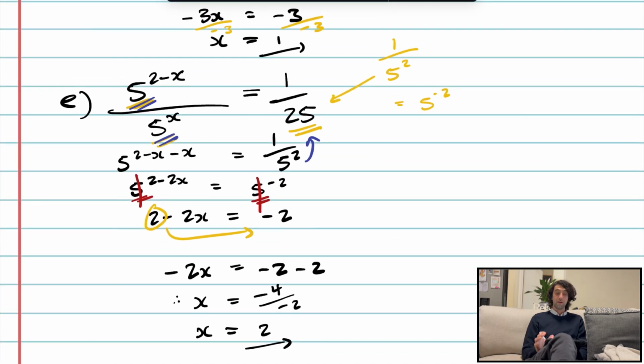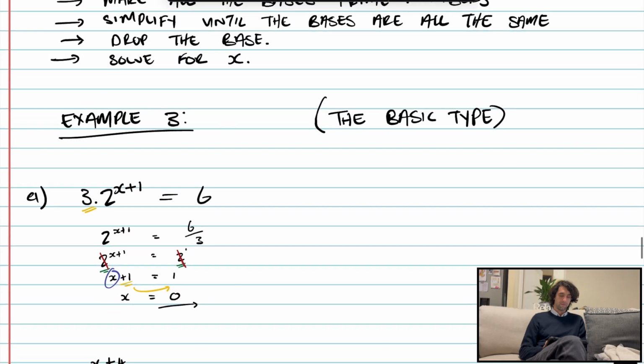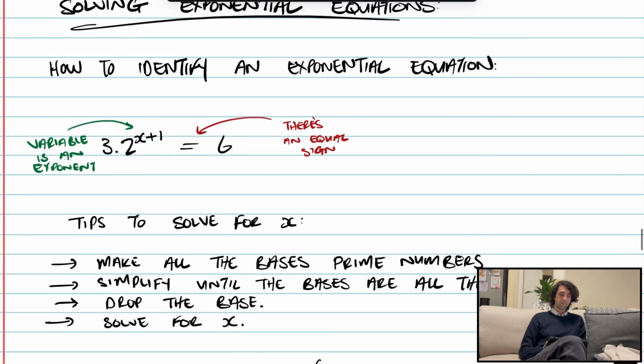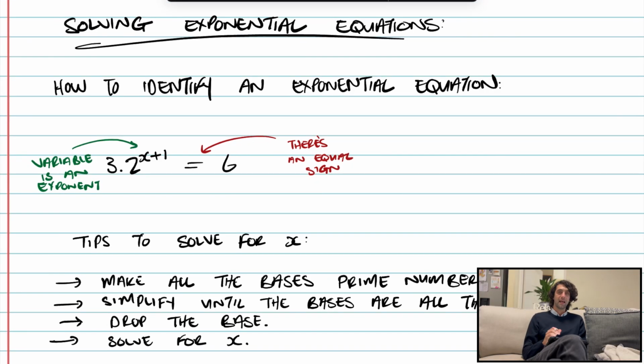So that is very basically our simplest type of exponential equations, how to solve them. We haven't split anything yet. There has been no need to do that. But in the next section, we'll look at some of our other types.